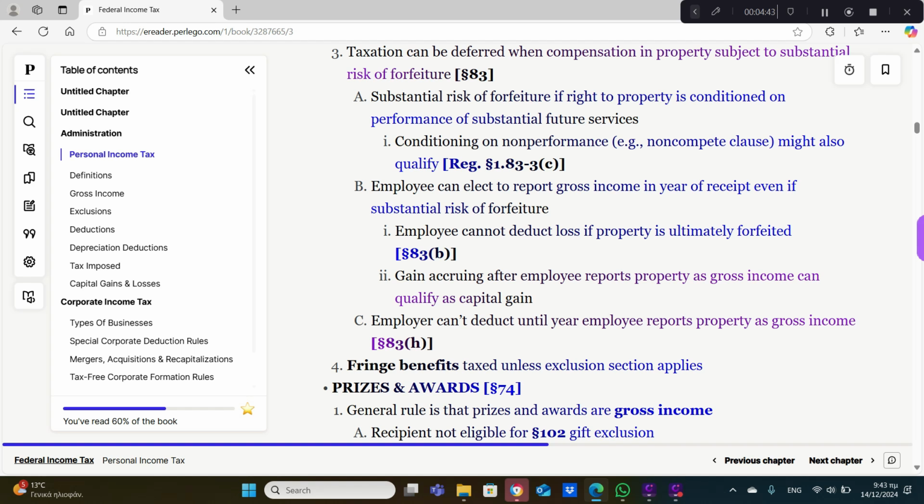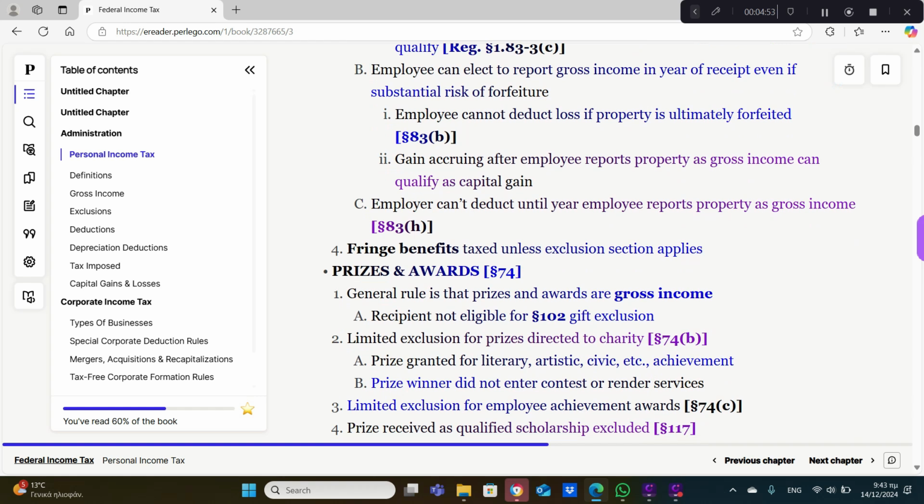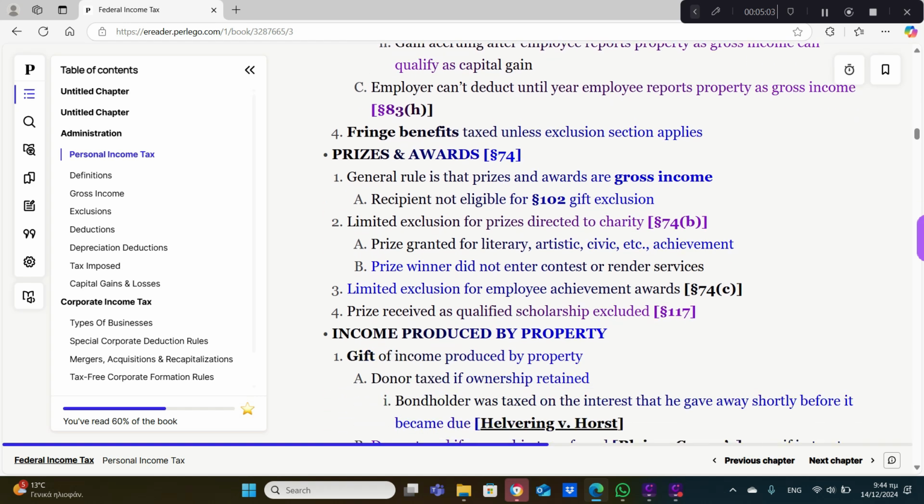10. Corporate income tax. This section outlines the taxation of corporations. Corporations are taxed as separate legal entities. The tax rate applies to the corporation's net income, gross income minus deductions. Special rules apply to S corporations, pass-through entities, and C corporations, subject to double taxation.